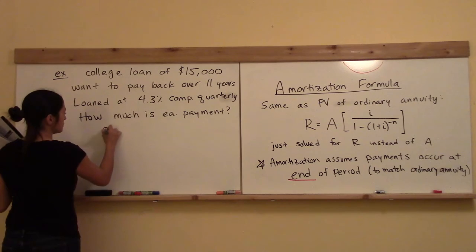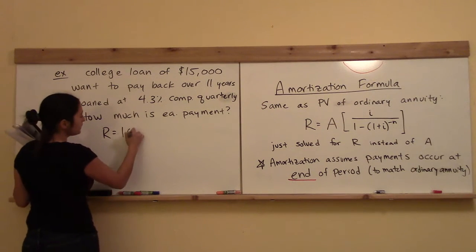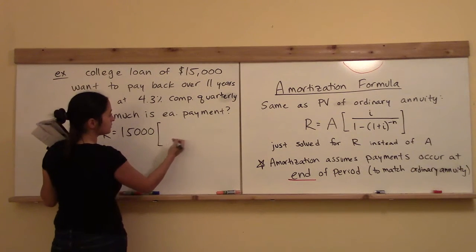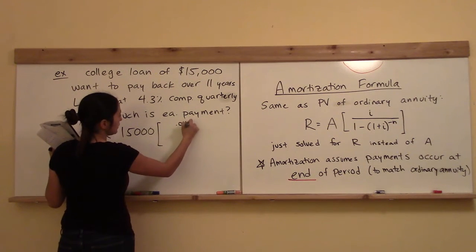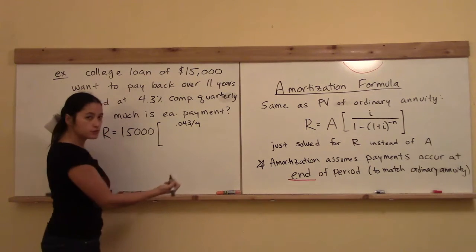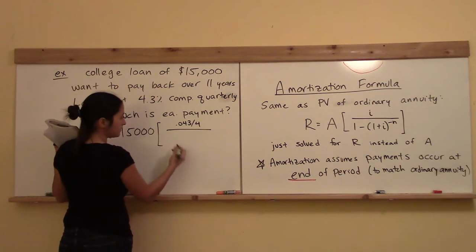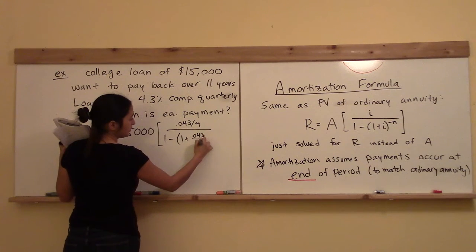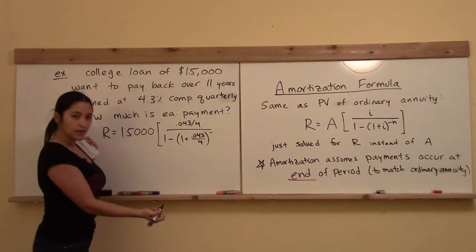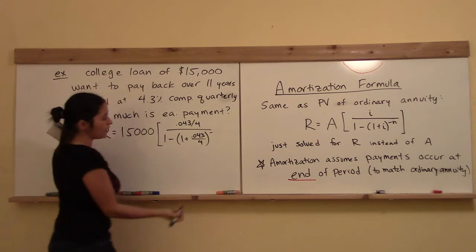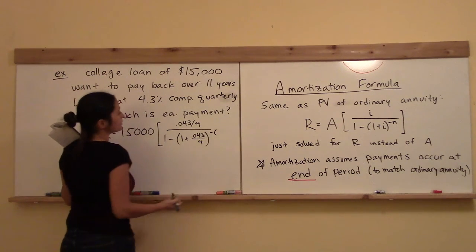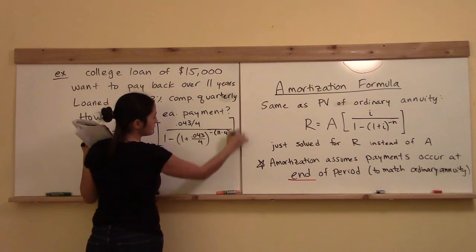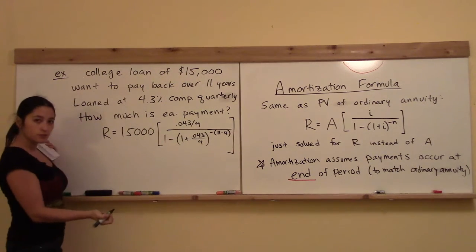R is the thing that we're solving for, and $15,000 is the present value or principal, as it's sometimes referred to. Then the periodic interest rate goes in here, and don't forget to take the APR and divide it by the number of compounding periods per year. When you raise it to the negative nth power, just the same as before, n represents the number of periods. That's 11 years multiplied by 4 times a year, and so I'm going to raise it to a negative 44.